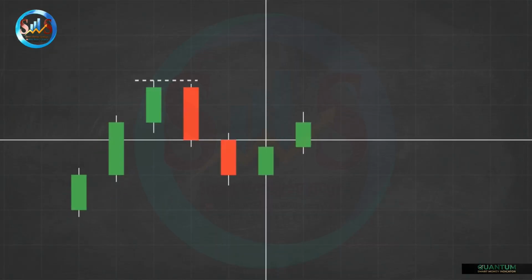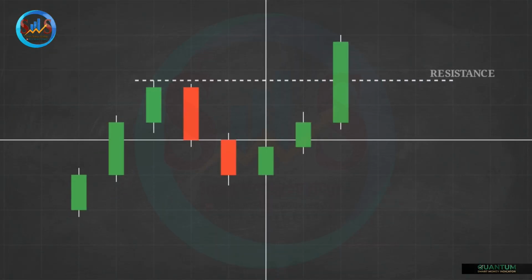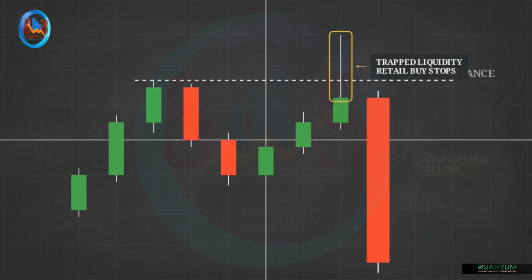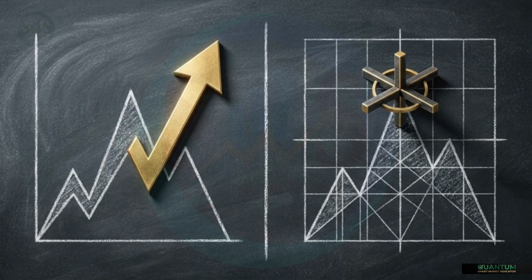Price punches past a previous high, triggering retail buy stops, but immediately rejects the level, leaving a long wick before reversing. These trapped buyers provide the liquidity institutions need to fill massive shorts without slippage. What the retail trader identifies as a valid breakout, algorithmic trading systems engineered as a deliberate liquidity hunt.